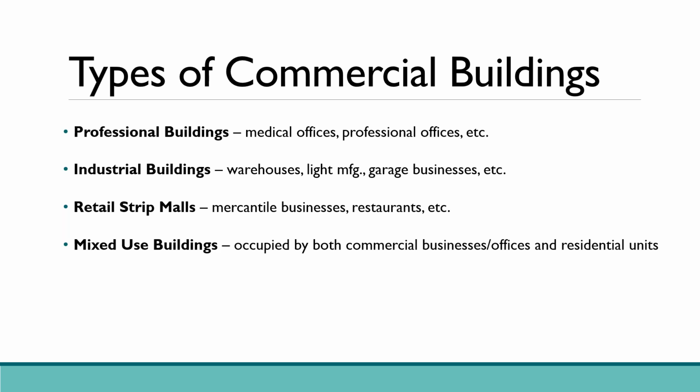Your industrial buildings are generally going to be warehouses that have either garage businesses in them or some light manufacturing. They could also be large warehouses, like an Amazon facility. Those are generally going to be your industrial type buildings. Then your retail strip malls and/or standalone retail buildings as well, so your mercantile businesses, things you would see on Main Street, restaurants, clothing stores, little ins and outs of oddities. Those types of stores will be your retail strip malls.